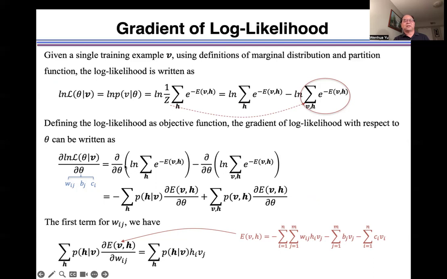I calculate the derivative with respect to theta, and then we have this summation of two terms to express the gradient of log likelihood with respect to theta. For the first term, if we let theta be Wij, we can simplify the first term as a sum of conditional probability times H times V.